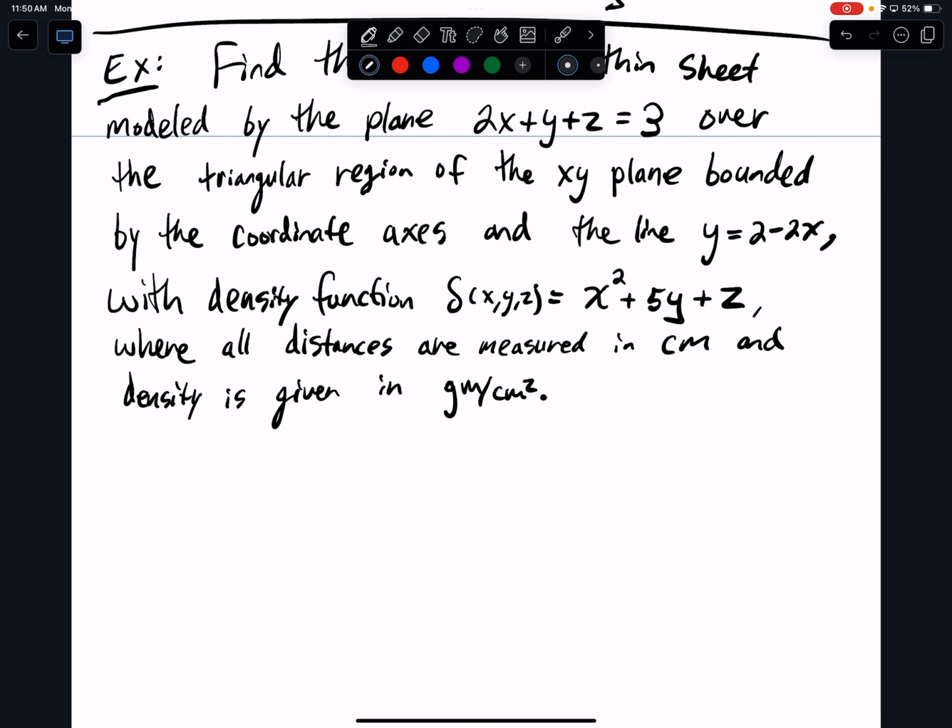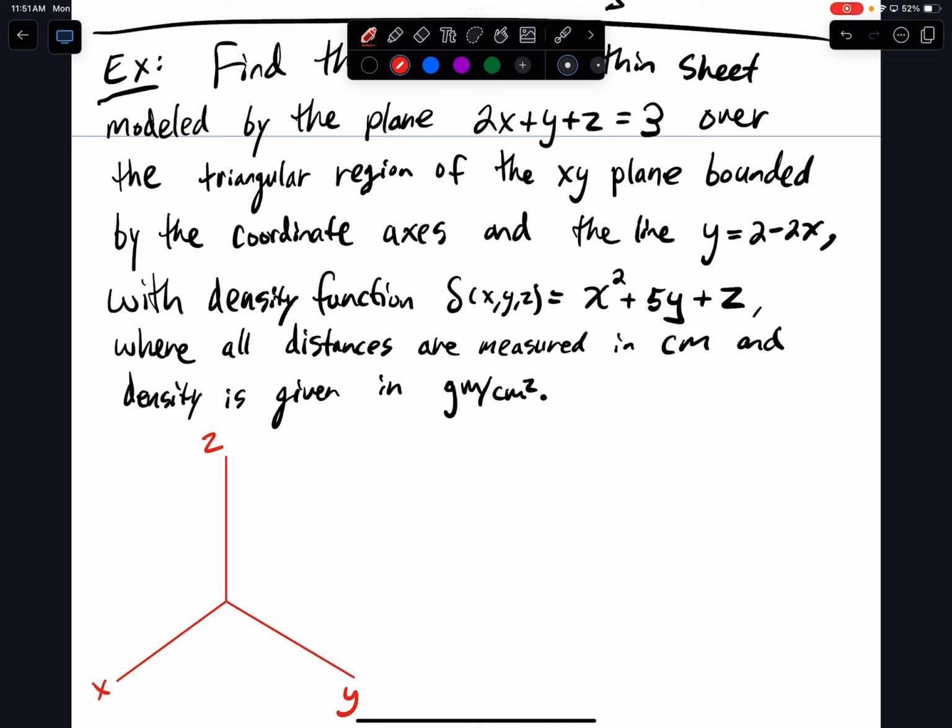So we've got a plane, like a sheet of paper in space, okay? And we want to find the mass of this sheet of paper, this piece of metal, whatever it is. First thing I'm going to do is graph it. All right, so x, z, y. Okay, triangular region in the xy plane.